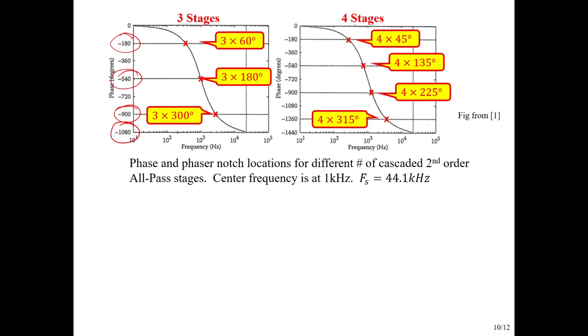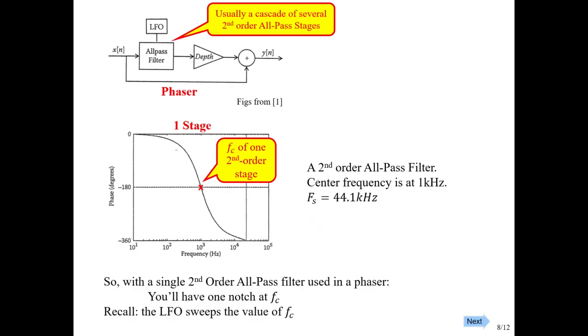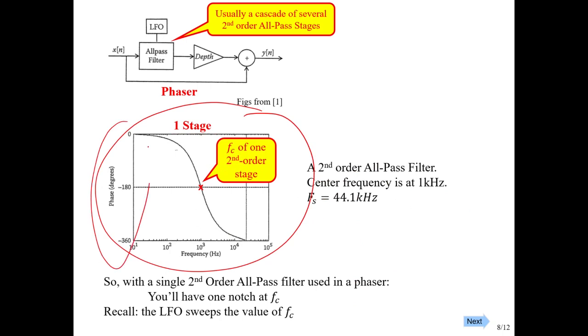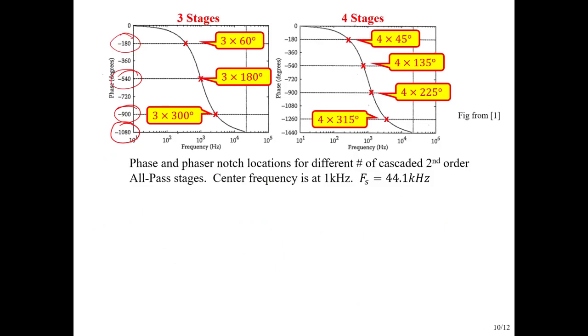And where are those frequencies? Do we have to find this 3-stage phase? No, this is just going to be 3 times a single phase. So if we were to take this phase plot and simply plot it with the phase values multiplied by 3, we would get this phase plot. And so now we can say that this minus 180 is 3 times what? Well, 3 times 60. And this minus 540 is 3 times 180. And this minus 900 is 3 times 300. Again, I've left off the negative signs there.